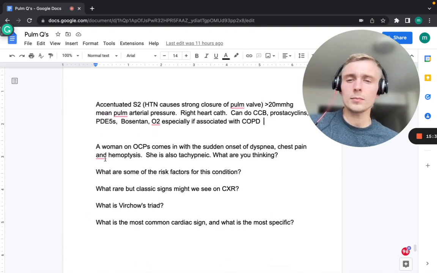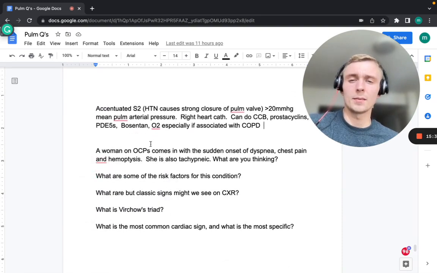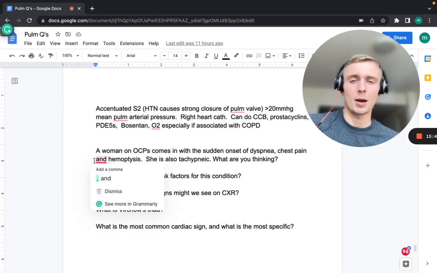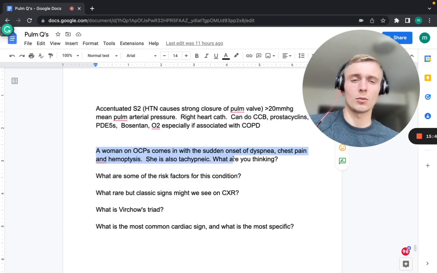Next one, a woman on OCPs comes in with sudden onset of dyspnea, chest pain, and hemoptysis. She's also tachypneic. What are you thinking? A bunch of classic signs here. What is her diagnosis?